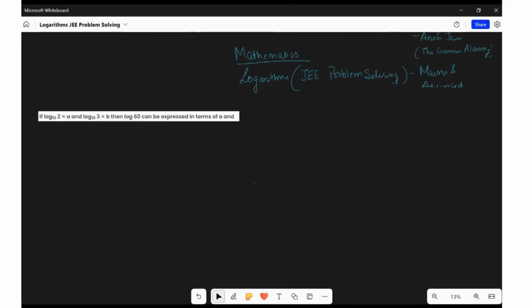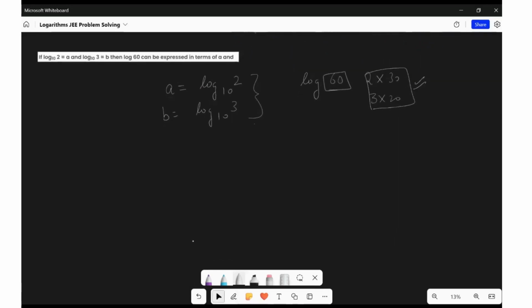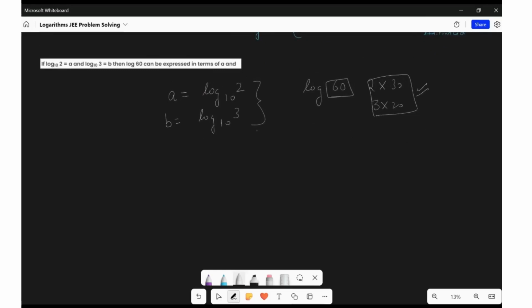Now this is the next problem. This is again very easy. You can solve it after just seeing it. Now we have a as log 2 base 10 and b as log 3 base 10, and we need to write log 60. Now from this number you will get the idea that it's just 2 into 30, or you can write 3 into 20. These are two possible forms which we can see from these two values, a and b. Now we have to take one of these in consideration.